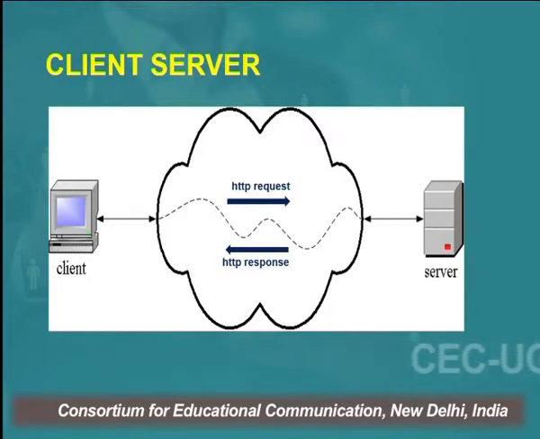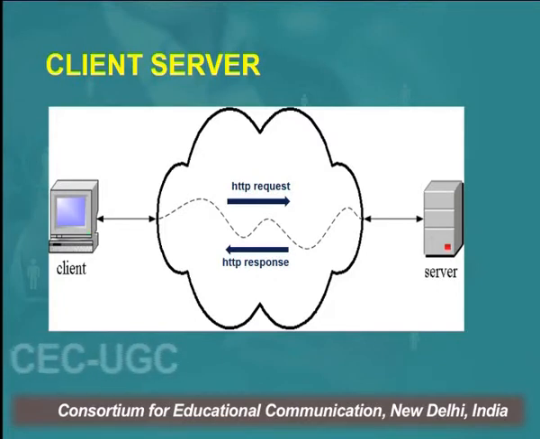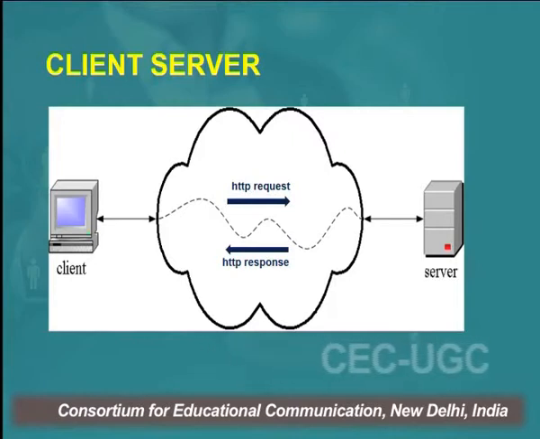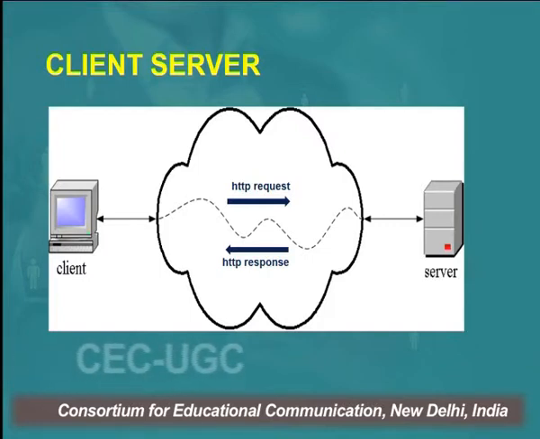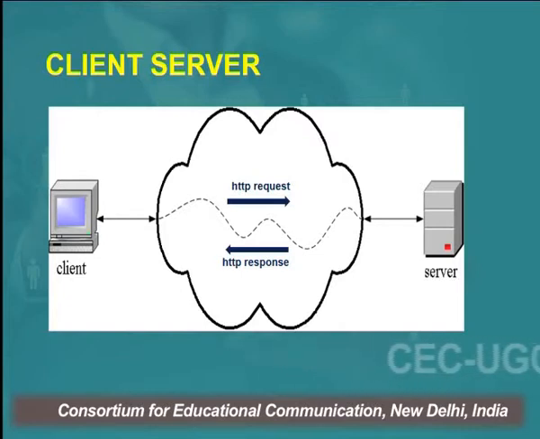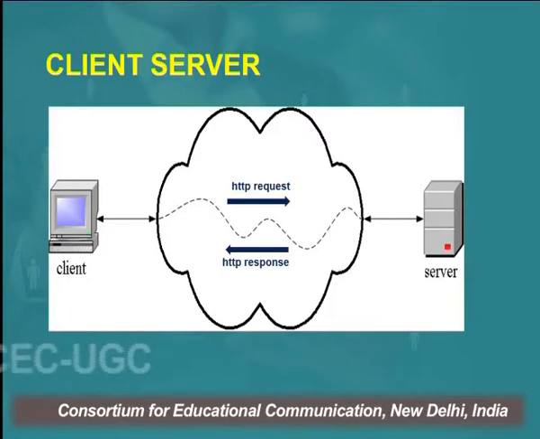Right, so the client will send an HTTP request to a server. The server will process that request and send back an HTTP response to the client. And all this request-response communication to and fro is happening through the internet. So the internet is providing this kind of communication facility. This is how the client server architecture is laid down in case of the internet.